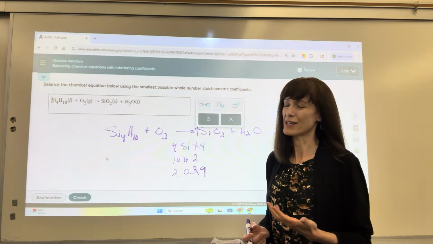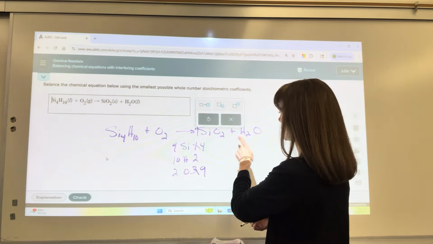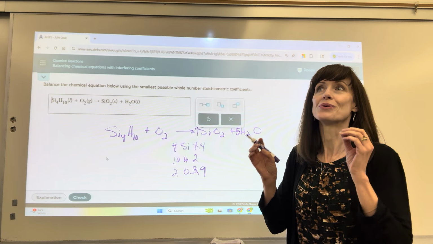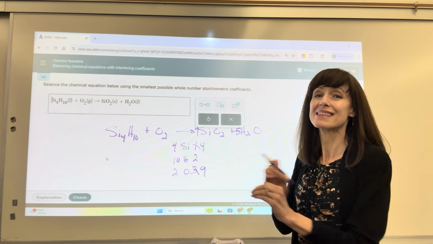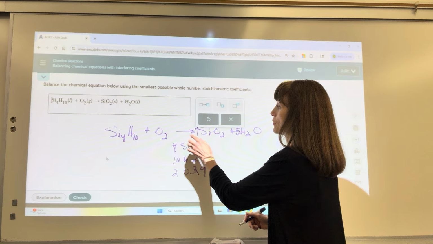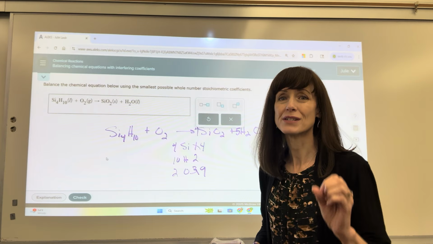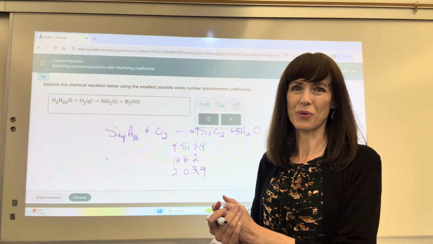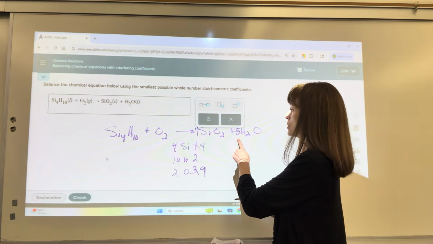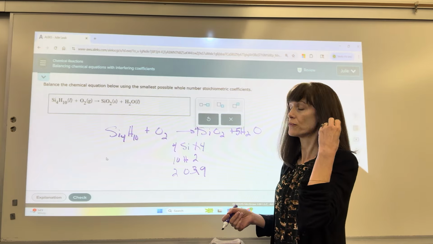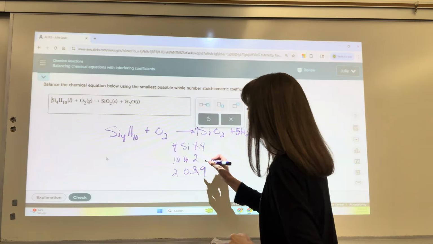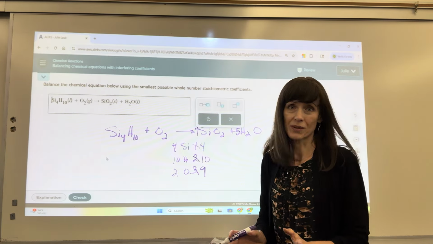Now let's take care of our hydrogen. I have 10 hydrogen, only 2 over here. Let's put a 5. Remember, when we balance reactions, the only thing you can change are the coefficients, and the coefficients multiply. Okay, those are the 2 pillars of balancing equations, that you can only change the coefficients, and the coefficients multiply. Okay, 5 times 2 is going to give us 10. All right, we're looking pretty good.